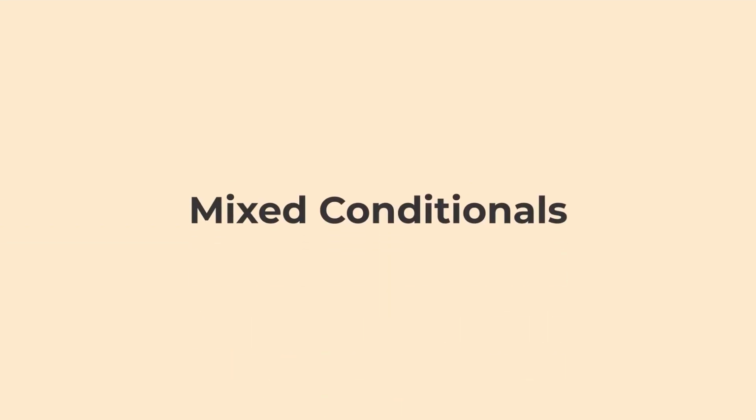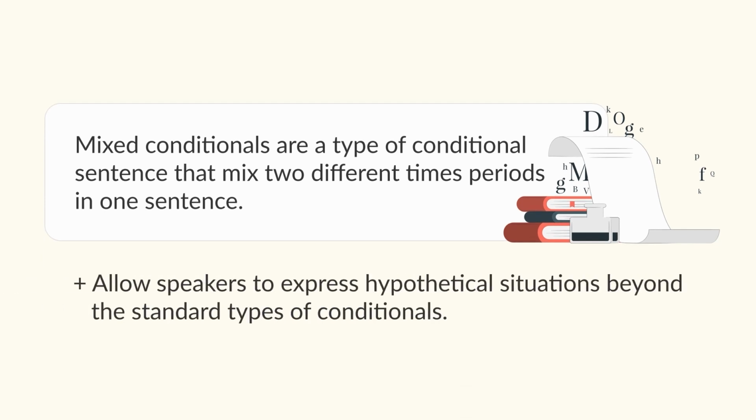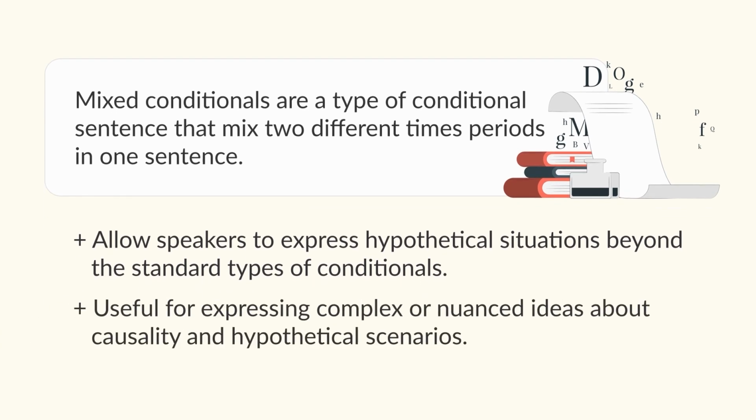Well, let's start. It is clear that mixed conditionals are a type of conditional sentence that mix two different time periods in one sentence. In essence, mixed conditionals allow speakers to express hypothetical situations in which the timing of the condition and its result don't align with the typical patterns of standard conditionals. They are particularly useful for expressing complex or nuanced ideas about causality and hypothetical scenarios in English.